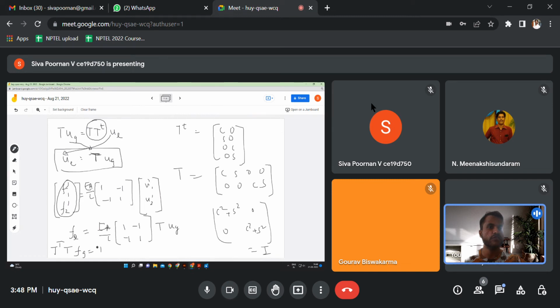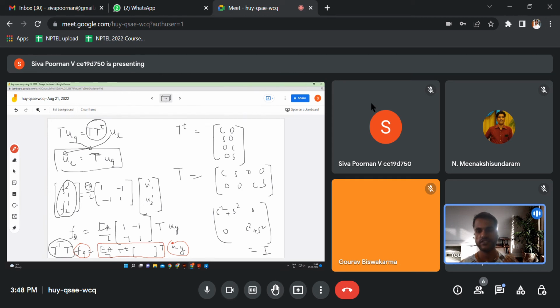T transpose also will come here. I can just take EA by L outside because it's a scalar. I'll have t transpose, this 1 minus 1 minus 1 1 matrix, and then t, and then ug, right? Now if you see here, t transpose t is going to be identity, so I don't need it anymore. I just have fg. So I know that fg is going to be related to ug through this thing, and this thing is what we are calling the stiffness matrix in the global coordinate.